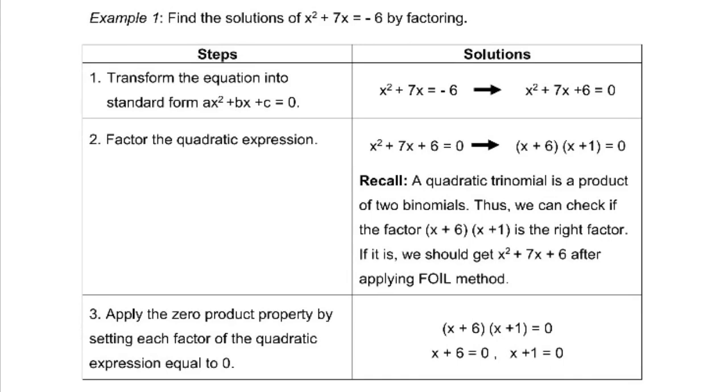So what we're going to do is write two open and close parentheses. Then write first x. So in the first term of our binomial we have x and x, the square root of x squared. Then our possible factors 6 and 1, so plus 6, then plus 1. So we have x plus 6 times the quantity of x plus 1 equals 0.